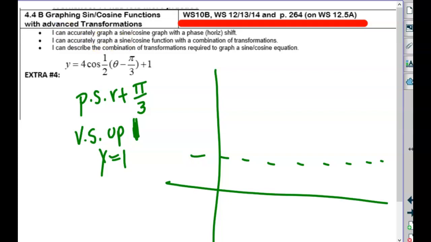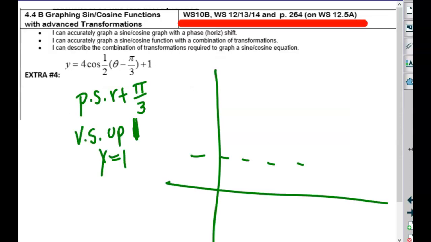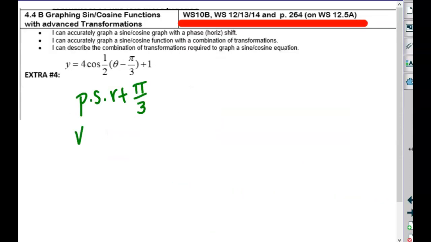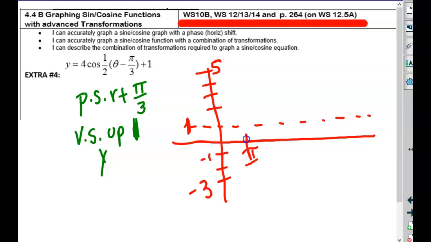Okay, I'm just going to start that over. Trying to maintain here. Okay. It's up 1, but I got to go 4 more up, right? 2, 3, 4, 5, and down 4, which would be 0, -1, -2, -3. Okay. And it's going to start to the right, pi over 3.